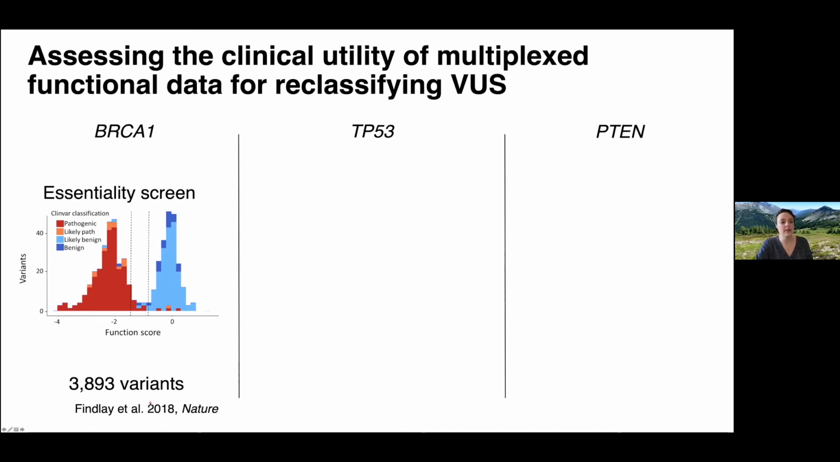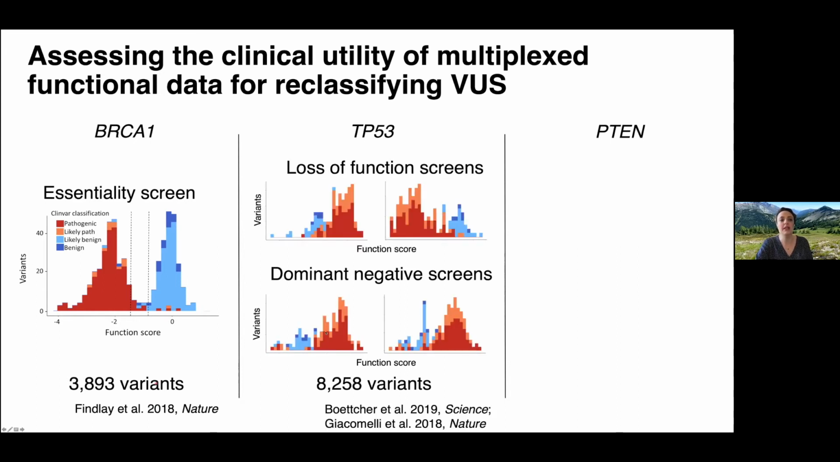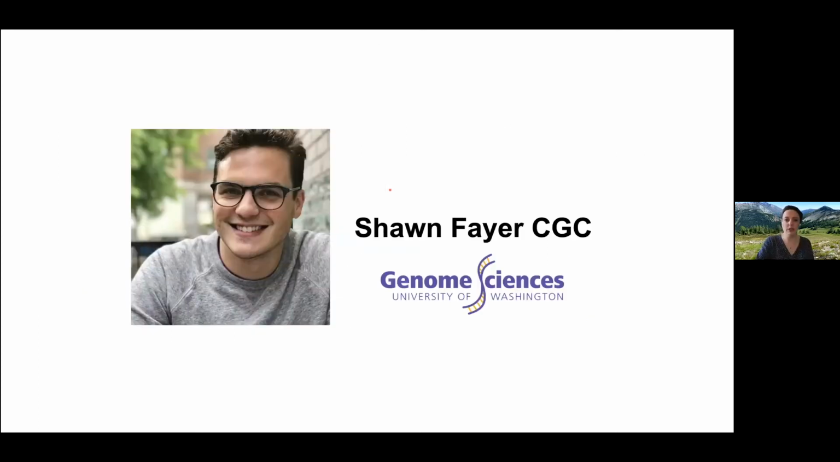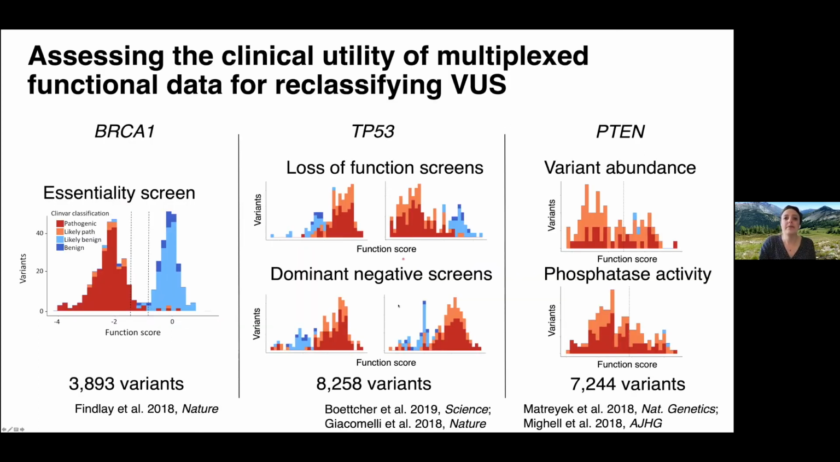And this data is from this paper at Finley from 2018. For P53, this is a more complicated story, right? So P53 can be loss of function. It can also be dominant negative. And so all of this data came from the Hahn and Ebert labs at Harvard and Dana-Farber. This is about 8,200 variants.